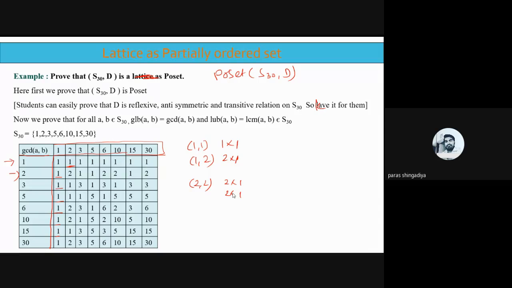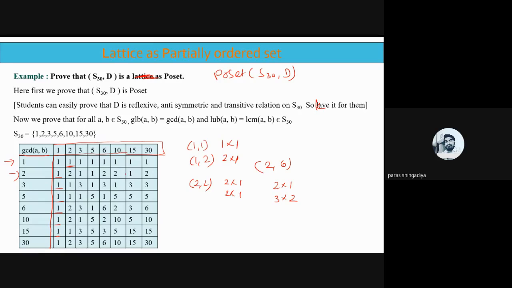Now 2 with 5, so 1 is the common divisor, okay, answer is 1. 2 with 6, 2 comma 6, so 2 into 1 and 3 into 2. Which number is common? 2 is the common, okay, and this is also the greatest common divisor, so answer is 2 here.